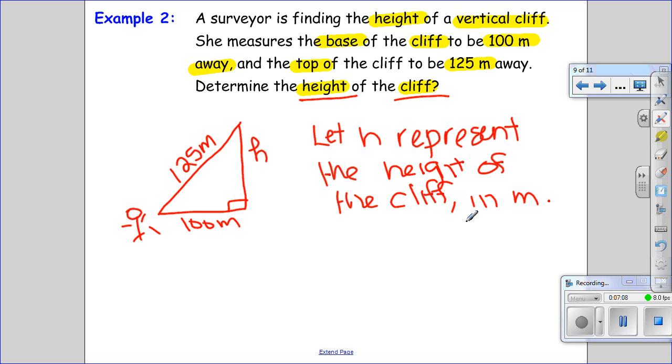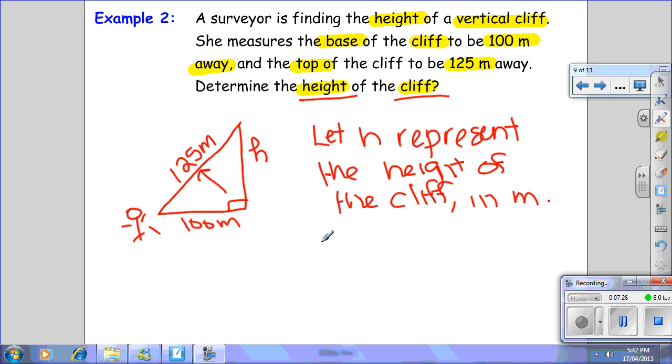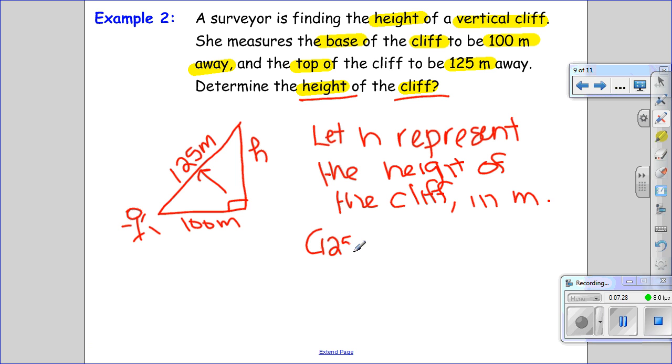Now, we have to look at that. It's a right-angled triangle. We have 2 side lengths we know, and we're looking for a 3rd side length. What can we use to solve something like that? We can use the Pythagorean theorem. So I need to locate my hypotenuse first. And my hypotenuse is always opposite the right angle. So the side that stands alone is the 125, and I have to square it. And that's going to be equal to the height of the cliff squared and the 100 squared.